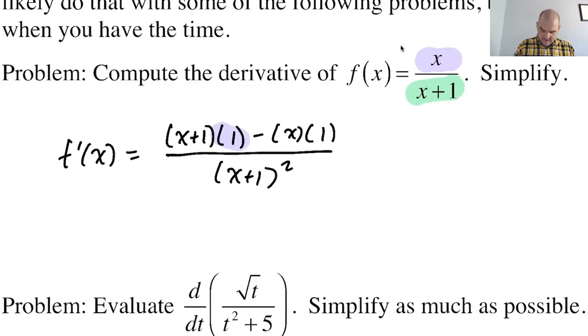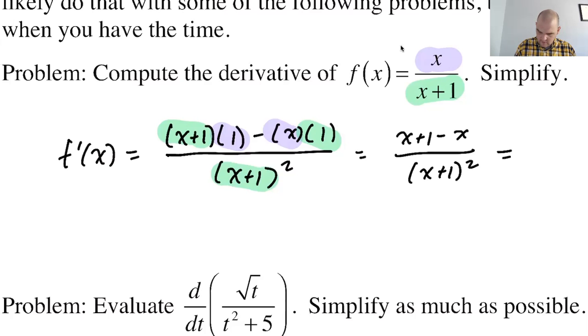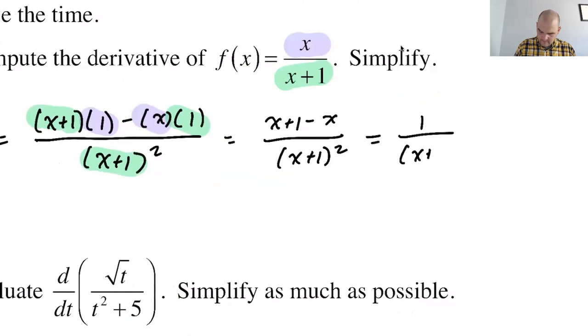Bottom derivative of the top minus top derivative of the bottom, all over the bottom squared. And now let's simplify this. So it's x plus 1 minus x, over the quantity x plus 1 squared, which is 1 over the quantity x plus 1 squared. Okay, not bad.